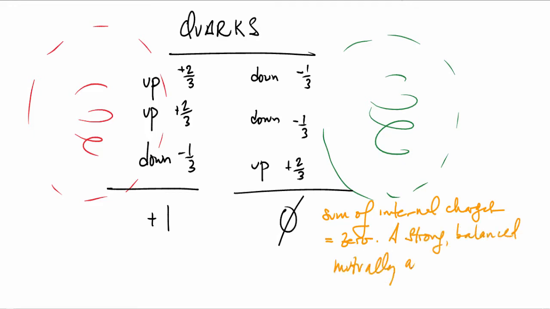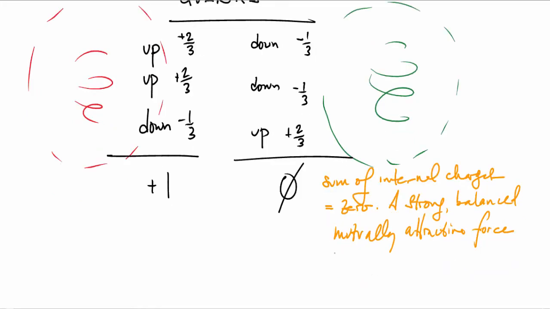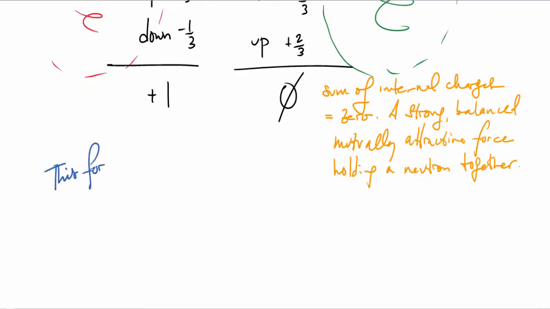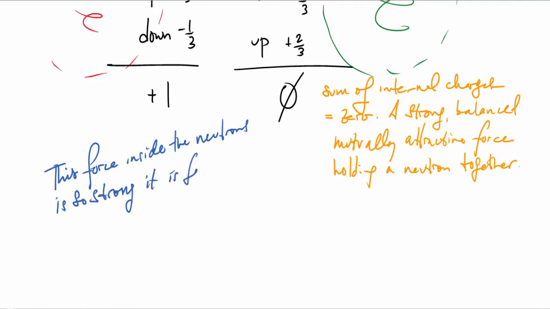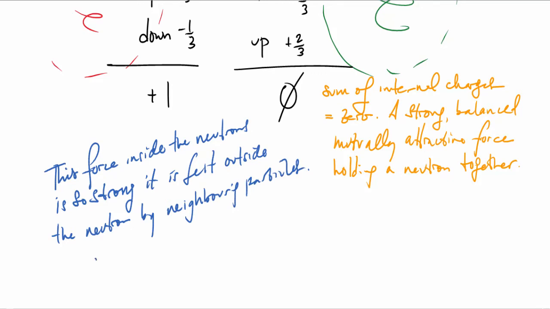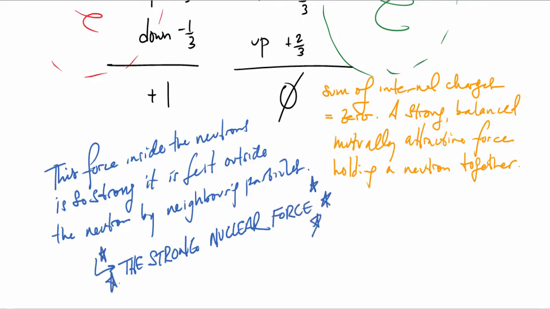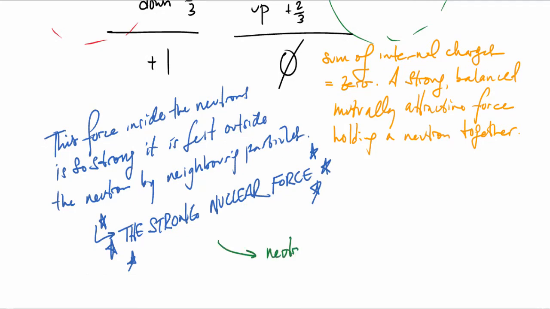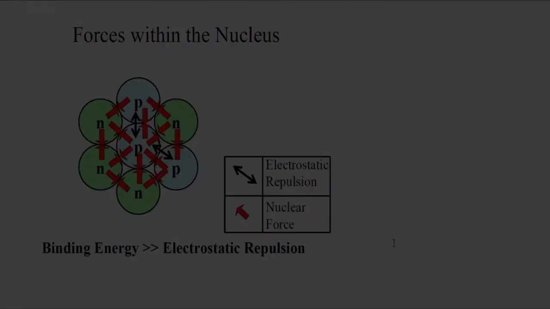This is a strong, balanced, mutually attractive force that holds the quarks inside the neutron together. And this attraction of the quarks inside the neutron we consider to be the basis for nuclear stability. It's so strong that it is felt by nearby particles, such as other neutrons and protons, and that very strong force, leaking out of the neutron from between its mutually attractive internal constituents, we call the strong nuclear force. And this is the force that's strong enough to overcome the mutual proton-to-proton repulsions inside of a nucleus. You might say neutrons act as a glue for nuclei.